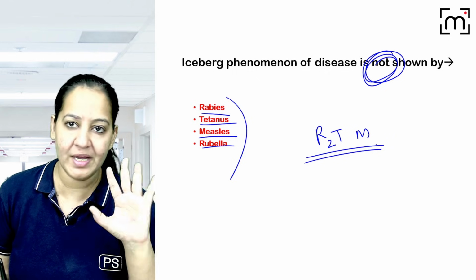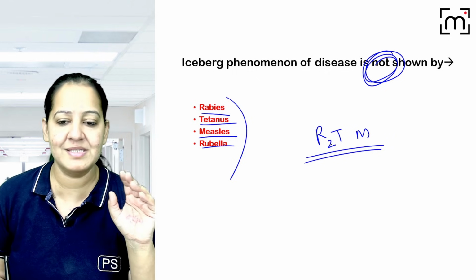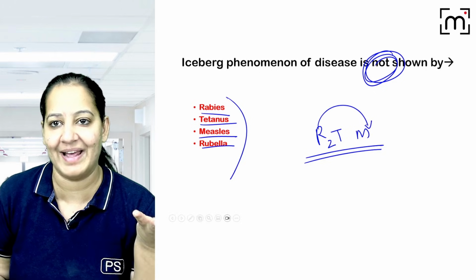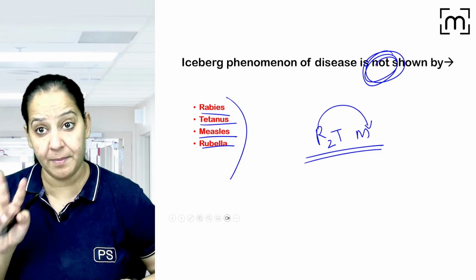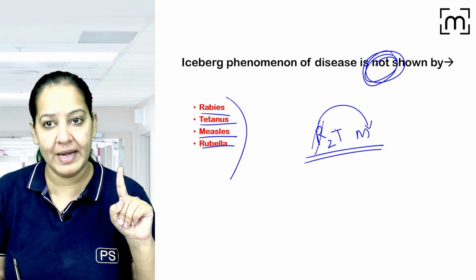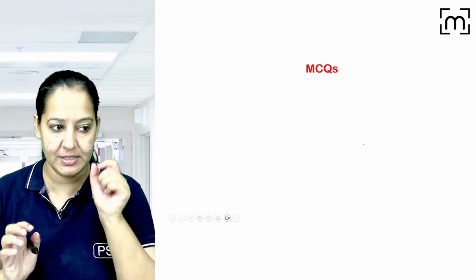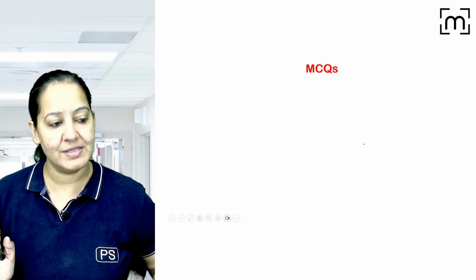So please learn a mnemonic, RRTM. Rajasthan to Maharashtra, you can learn like that, or RTM. So it's rabies, rubella, T is tetanus, M is measles. So please learn these 4 diseases. We are done with this phenomenon. So let's come to some MCQs.